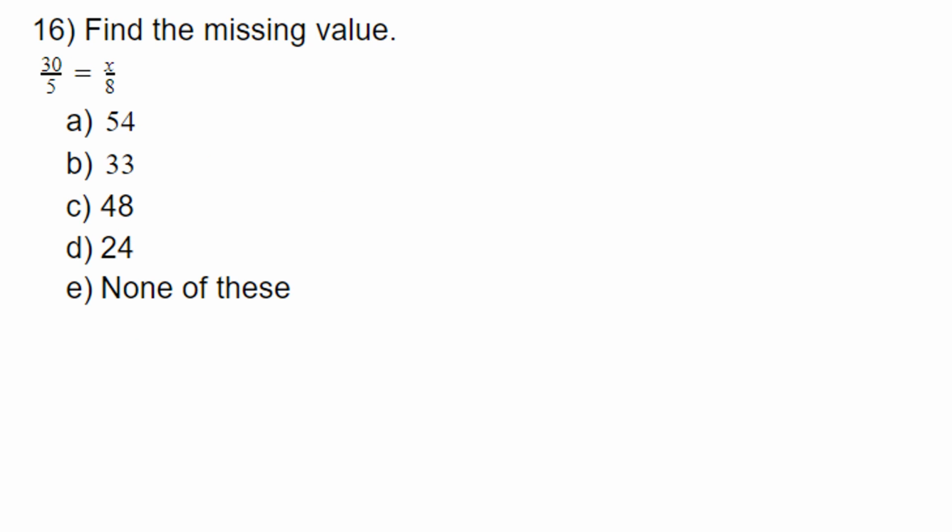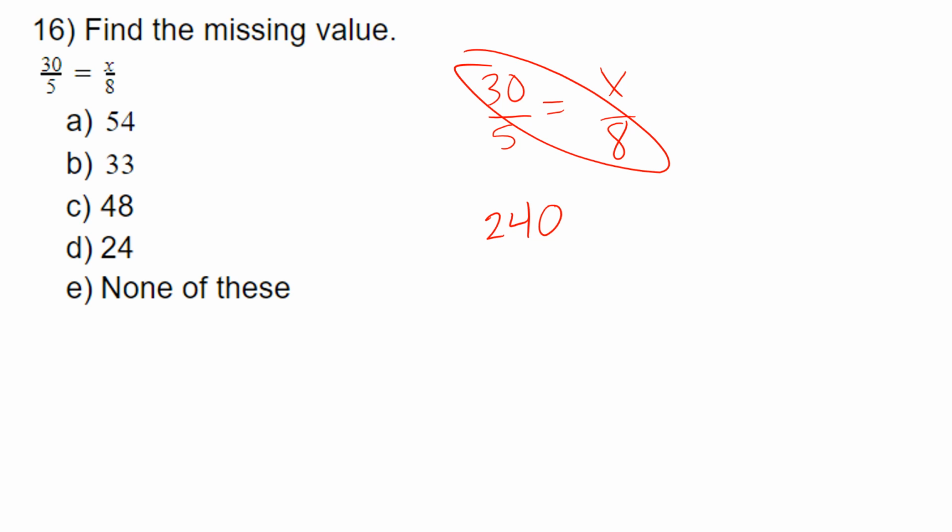Okay, so there's a couple ways we could do this. I think I'm going to go with the standard. Equals x over 8. We learned about cross multiplying. 30 times 8 is, well, you got to think about, what's 3 times 8? That's 24. Add a 0 to it. All right, and then you divide by 5. And so 5 goes into 240, doesn't go into 2, but it goes into 24 4 times.